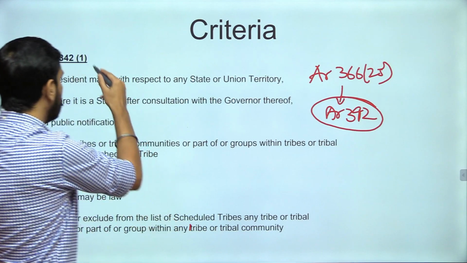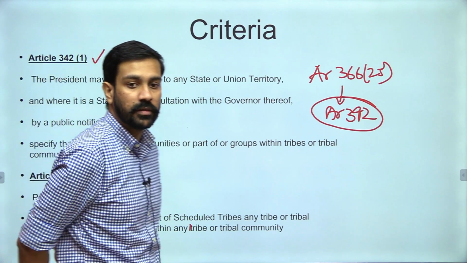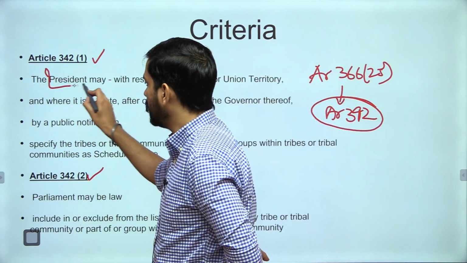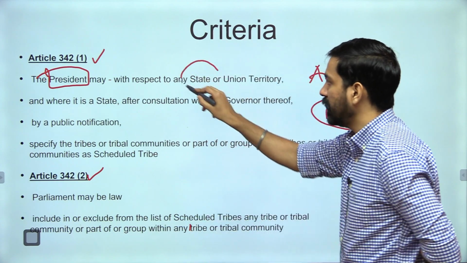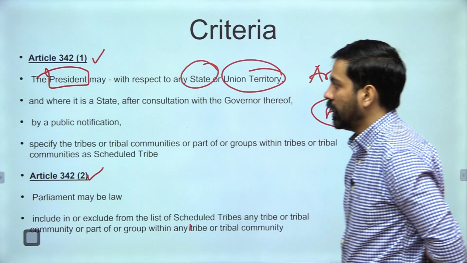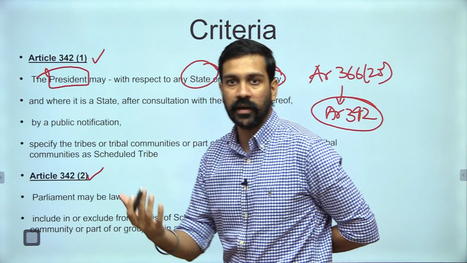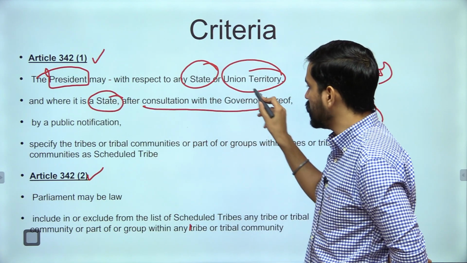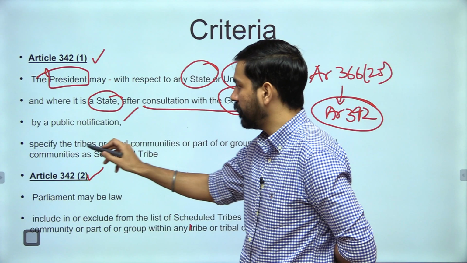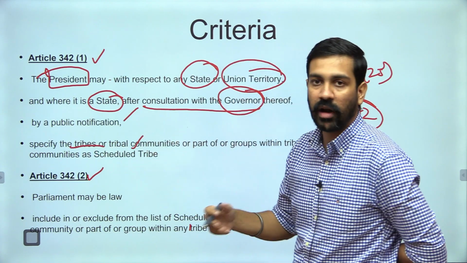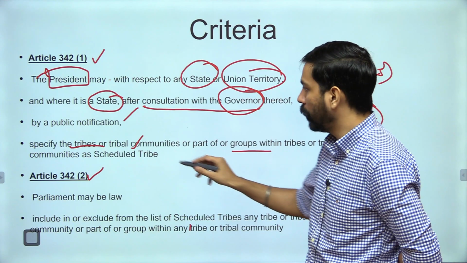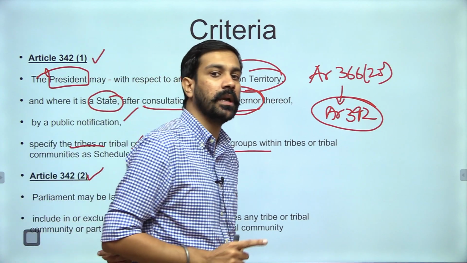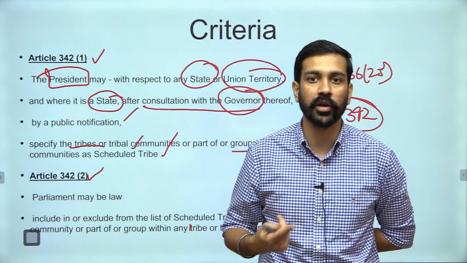So, under this article there are two provisions, two methods through which a scheduled tribe can be included in the list. First of all, the President of India may, with respect to any state or union territory, and obviously a union territory is under the central government, but if the case is of a state, then after consultation with the governor, by a public notification specify that any tribe or tribal community or a part of a group will be known as the scheduled tribe. So, the first scenario is the President of India, for any state or union territory.